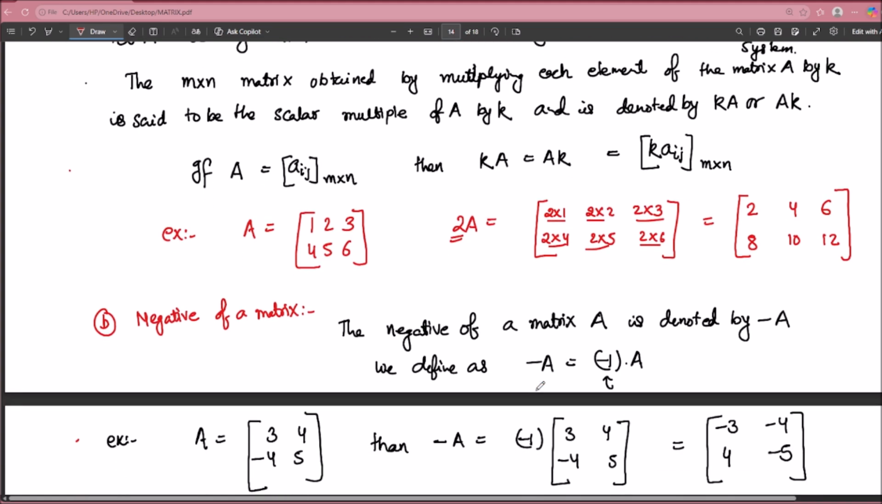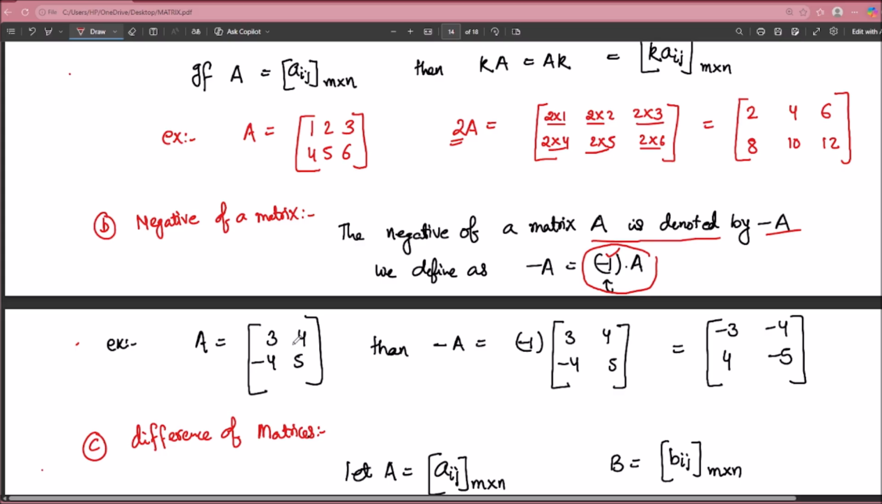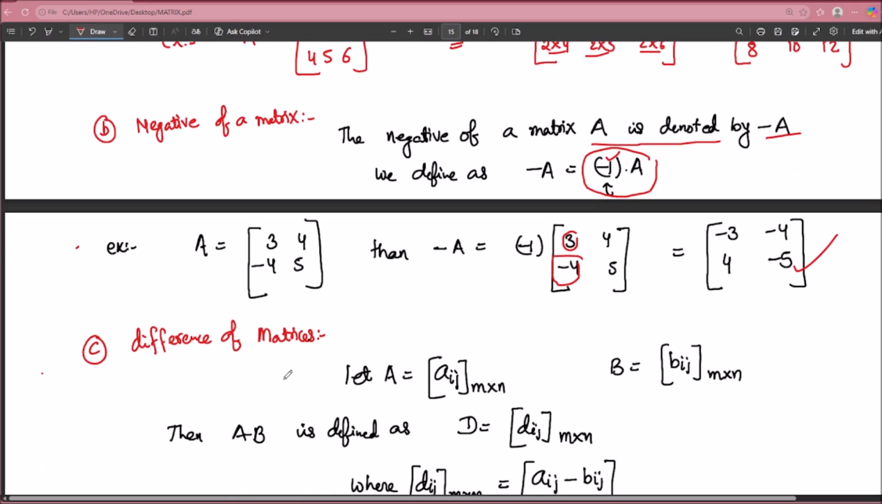In the same way, the negative of a matrix can be defined. So the negative of a matrix A is denoted by minus A, and we define it as each and every element of matrix A multiplied by minus 1. So if A is equal to 3, 4, minus 4, minus 5, and we have to calculate minus A, that is the negative of matrix A, then each and every element of matrix A is multiplied by minus 1. So we have minus 3, minus 4. Here we have minus 4, so minus into minus is plus, so 4, minus 5.